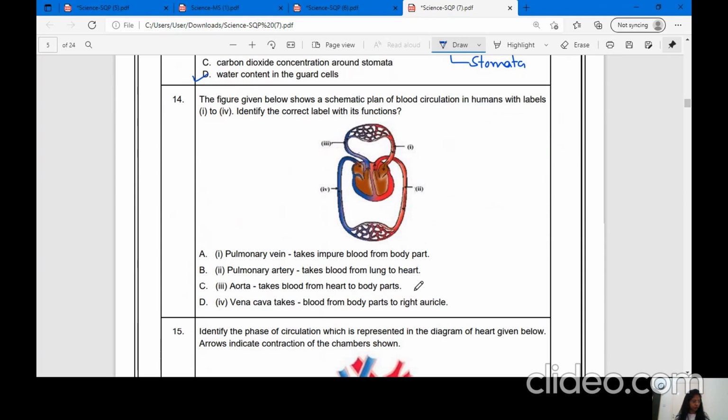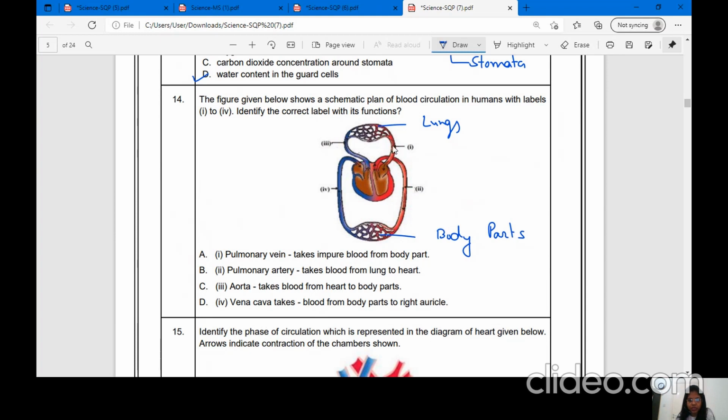Question number 14. So you know, one picture and after that so many things are written. So let's see what is given. The figure given below shows a schematic plan of blood circulation in humans with labels 1 to 4. Identify the correct label with its function. So this is the picture of double circulation. So here what is happening is from the heart blood is going to the lungs and from the heart blood is going to the body parts. Now we have to identify the blood vessels 1, 2, 3, 4, and here some arrows are given. On the basis of the arrows, let us try to identify the blood vessels.